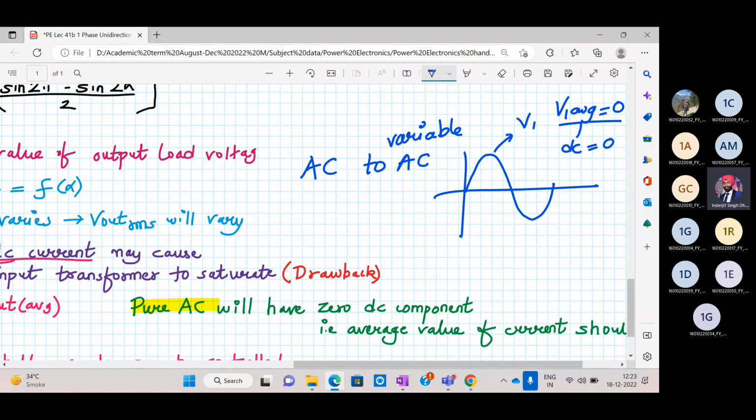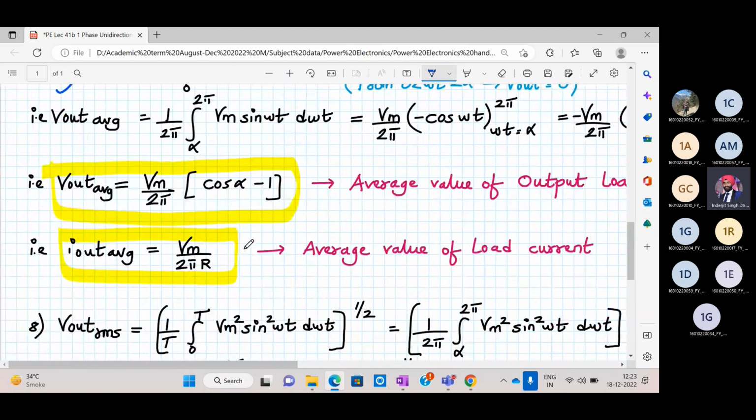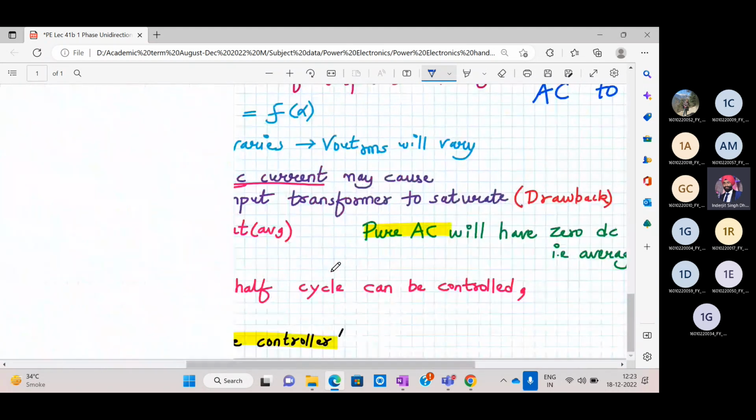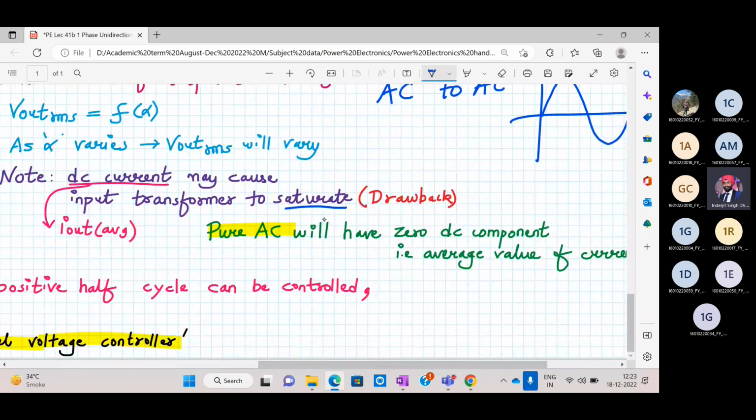But over here, if you can see carefully, your V out average is not 0, all right? And your I out average is also not 0. So there is a DC component in the output. So DC current may cause the input transformer to saturate. Sometimes we use the transformer because the voltages are pretty large, right? So I out average or V out average contains a DC component.